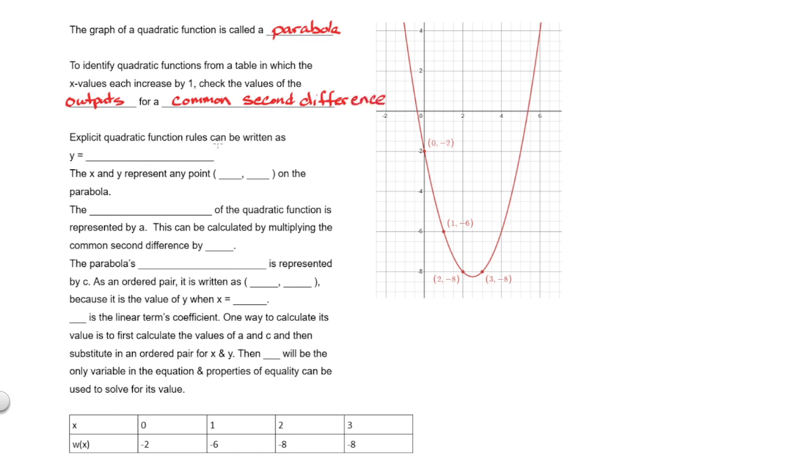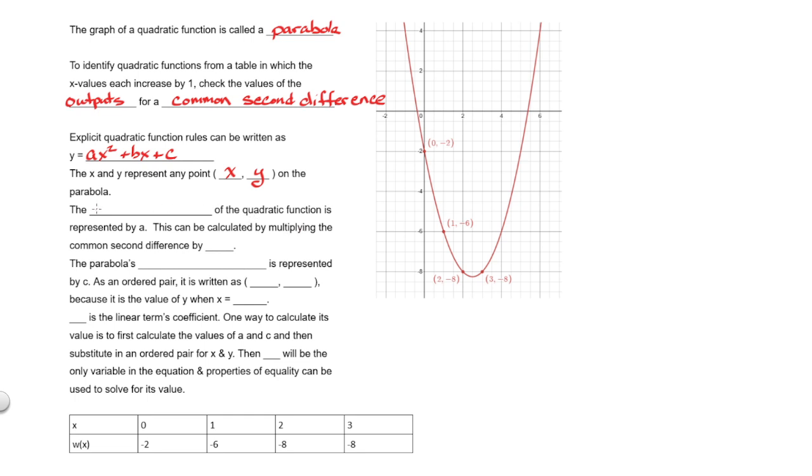Explicit quadratic function rules can be written as y equals ax squared plus bx plus c. X and y, as always, represent any point on the graph. In this case, the graph of a parabola, where x is input and y is output. Ordered pairs are always written as x comma y.